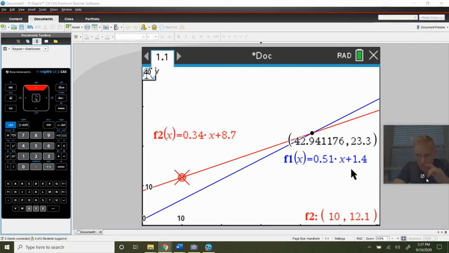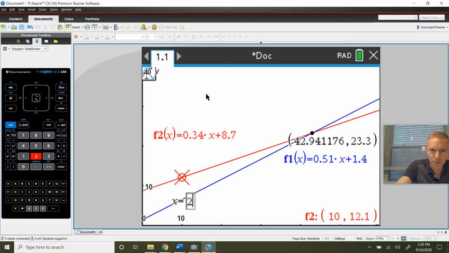I can move my video out of the way. 10 and 12.1, you can move up and down. Now notice, I'm still in trace mode. So I can put in any value. If I want to know what my output is when my input is 20, just type in the number 20, hit enter, and it moves to that value. So when x is 20, my y value is 15.5. Arrow down to the other graph, my y value is 11.6.